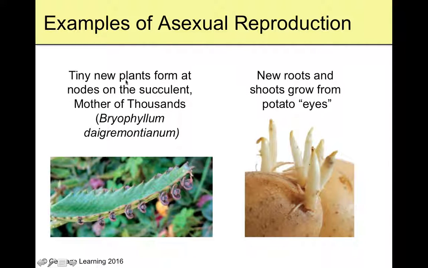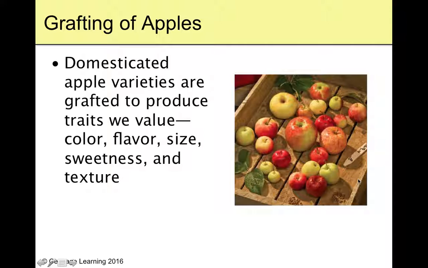And so here you have tiny new plants on this plant called the Mother of Thousands. These little plants form along the margin of the leaf. And then when they're big enough or an animal brushes up against the leaf, they can drop down to the ground, put their own roots down, and you have clones of this plant. So that's one way to vegetatively propagate. Here's the new roots and shoots growing out of a potato eye. They're all identical to the parent plant, but that works out for vegetative propagation.